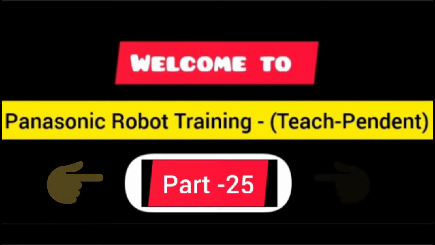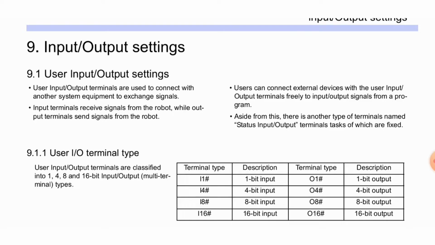This is part 25, and today we discuss a new topic, input output settings. In this, firstly we discuss user input output signals. User input output terminals are used to connect with another system equipment to exchange signals. Input terminals receive signals from the robot while output terminals send signals from the robot. Users can connect external devices with the user input output terminals freely to input output signals from a program. Aside from this, there is another type of terminals named status input output terminals, tasks of which are fixed.